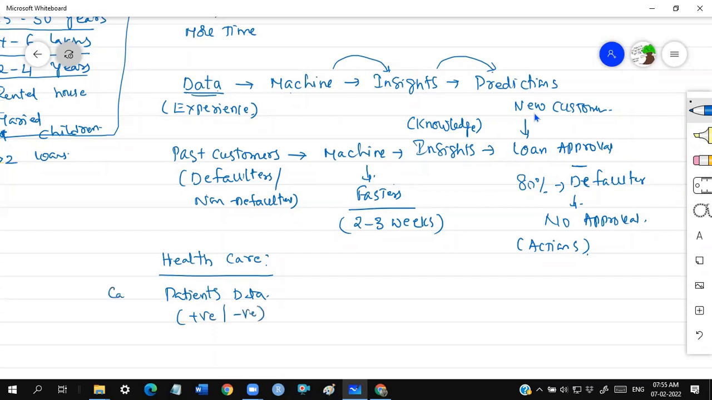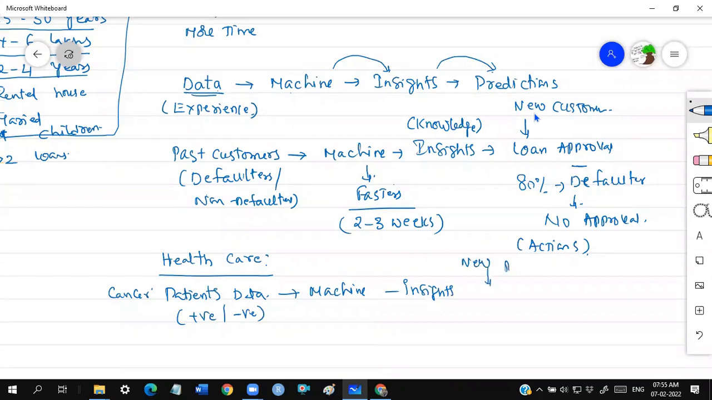Let us talk about the cancer patients' data. They collected data over so many decades. A lot of screening tests have been taking place on cancer patients. So what is their particular data? If this is a clinical observation, what is the chance that it's cancer? That data was given to the machine. The machine is going to give you the insights. These insights are going to be used for predicting on new patients' data.